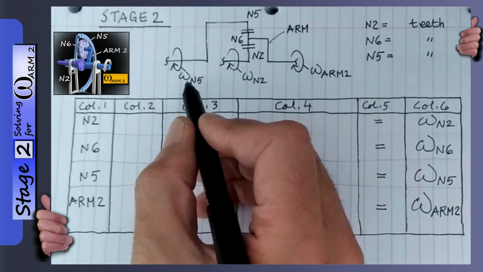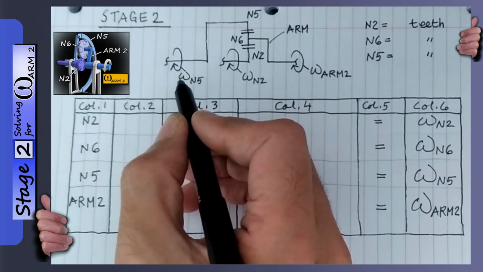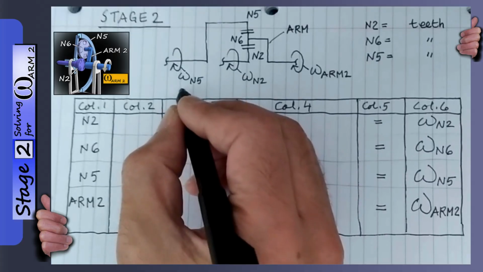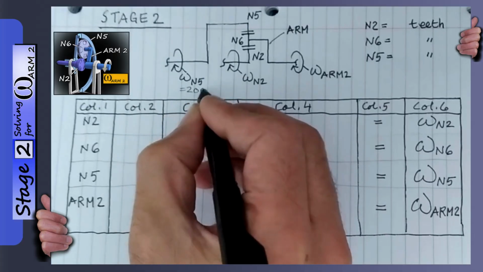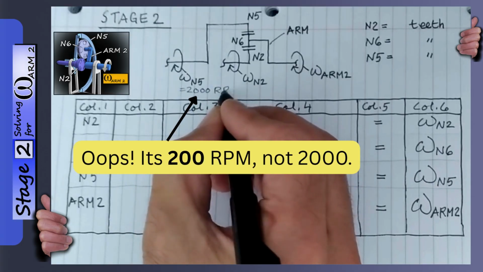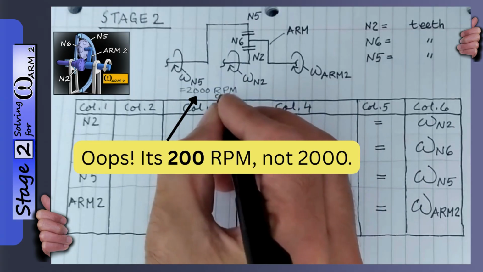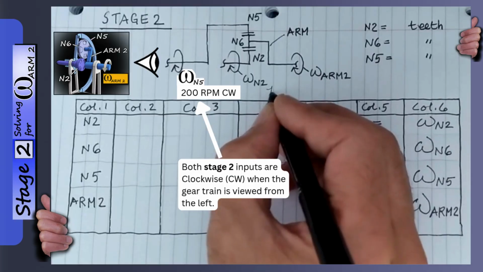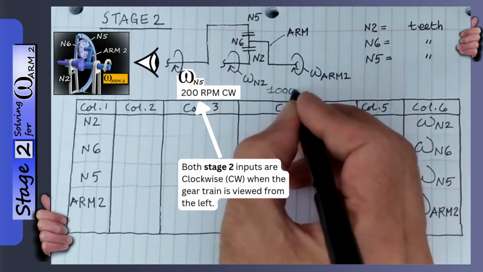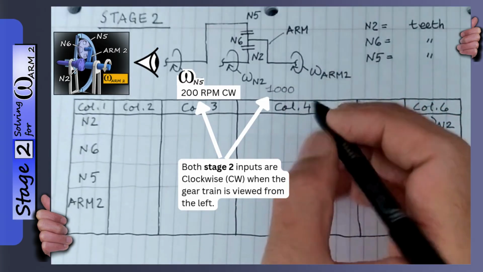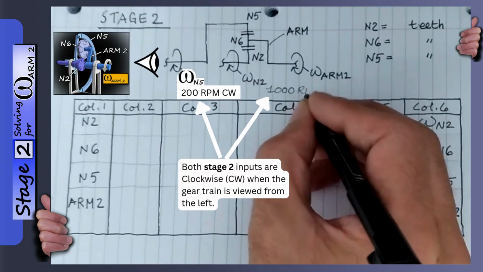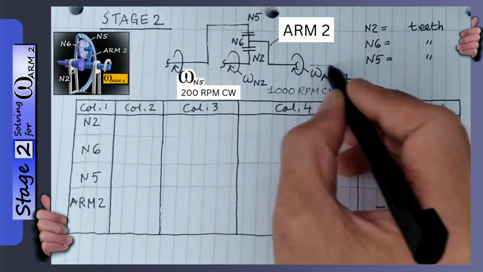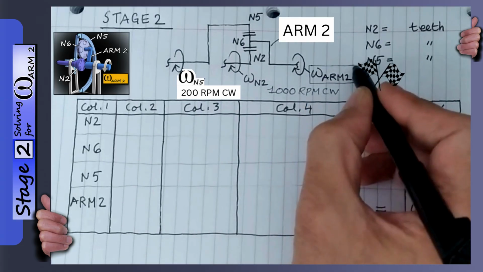One is omega n5. Remember, it's connected to arm 1 from stage 1. And now that we have solved arm 1 from stage 1, we know that this is 200 RPM clockwise. Similarly, we know that omega n2 is 1000 RPM because it is directly connected to gear n1 from stage 1, clockwise. And omega arm 2 is the ultimate goal. We need to find omega arm 2.